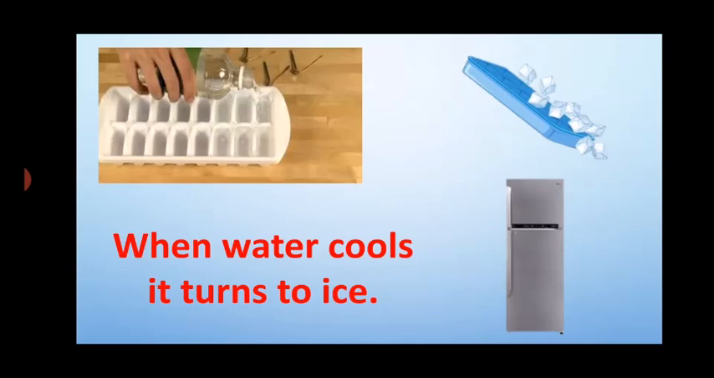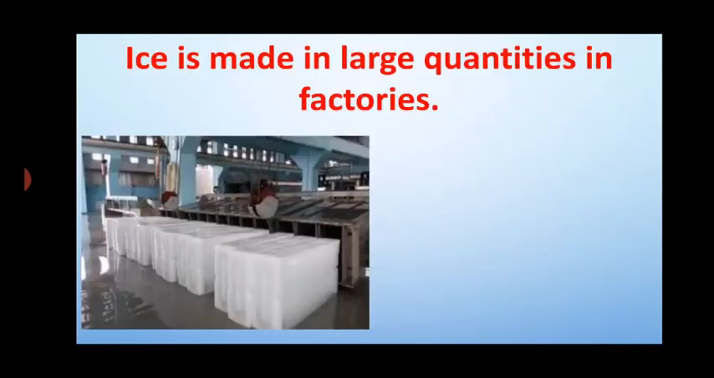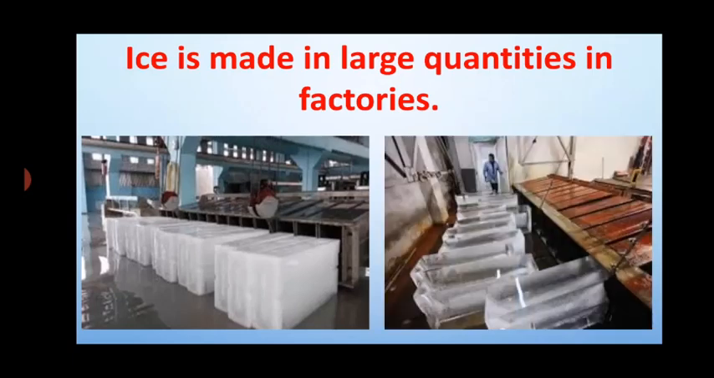Now ice is made in large quantities, children, in factories. At home you make ice in the refrigerator like we saw here, but in your textbook on page number 63, there is a small question, do you know, in which they have told you that ice is made in very large quantities in factories, whereas at home we make it in the fridge or the freezer section of our fridge. Look here, this is how ice is made as huge blocks in big factories, and then they transport it. They take it from one place to another in trucks.